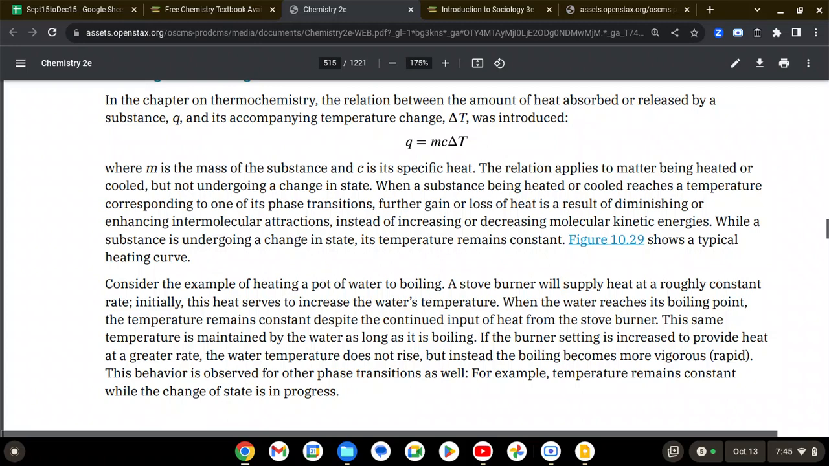a typical heating curve. Consider the example of heating a pot of water to boiling. A stove burner will supply heat at a roughly constant rate. Initially, this heat serves to increase the water's temperature. When the water reaches its boiling point, its temperature remains constant despite the continued input of heat from the stove burner. This same temperature is maintained by the water as long as it is boiling. If the burner setting is increased to provide heat at a greater rate, the water temperature does not rise, but instead the boiling becomes more vigorous.